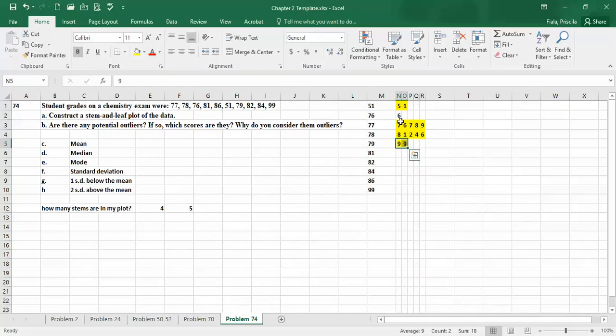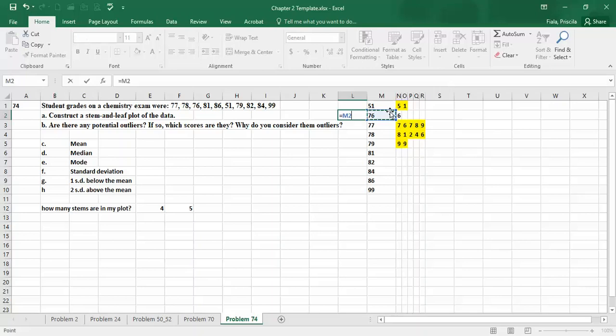Why? Well, 51 is 25 points below the next exam value, right? 76 minus 51 equals 25. And then also there's another one here on the high side. 99 is 13 points above the nearest exam value. So you can see they're clearly separated from the data.